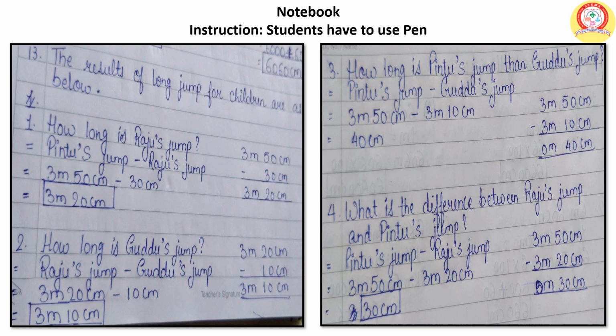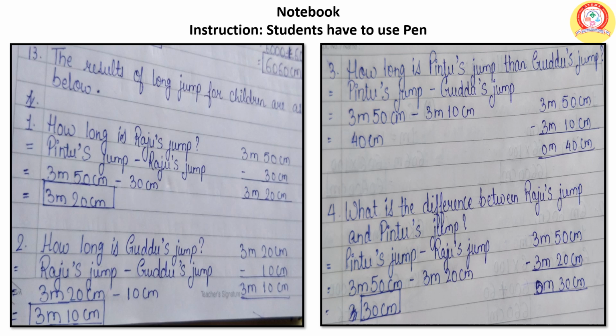Now let's move to question number 2. How long is Guddu's jump? Children, Guddu's jump is 10 centimeter less than Raju's jump. So what is Raju's jump, children? 3 meter 20 centimeter minus Guddu's jump, that is 10 centimeter. When we will minus it, children, we will get the answer 3 meter 10 centimeter.